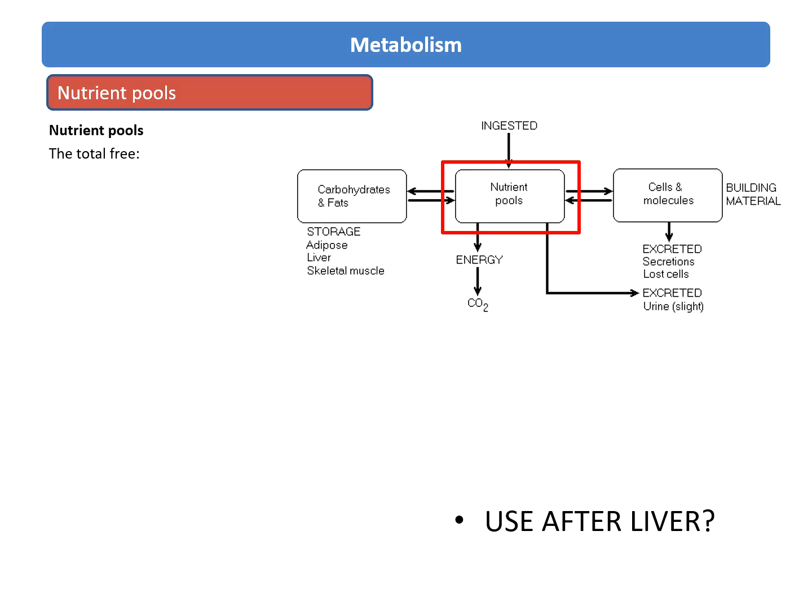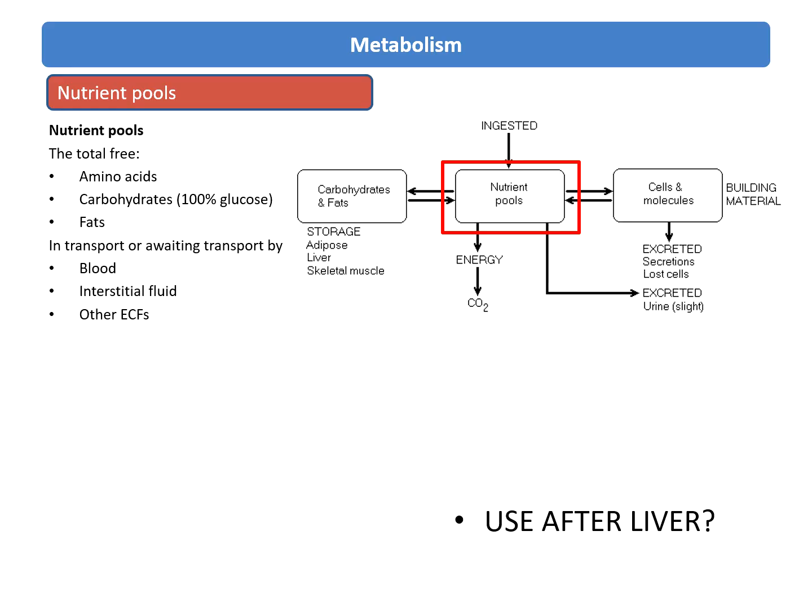Nutrient pools refer to the total free amino acids, carbohydrates, which amounts to 100% glucose, and fats. Now, these are not located in some tank somewhere in the body, as the term implies, but these are nutrients that are in transport within the body or waiting for transport. They would be in the blood, in the interstitial fluid, and in the other extracellular fluids. Together, they amount to the nutrient pools.